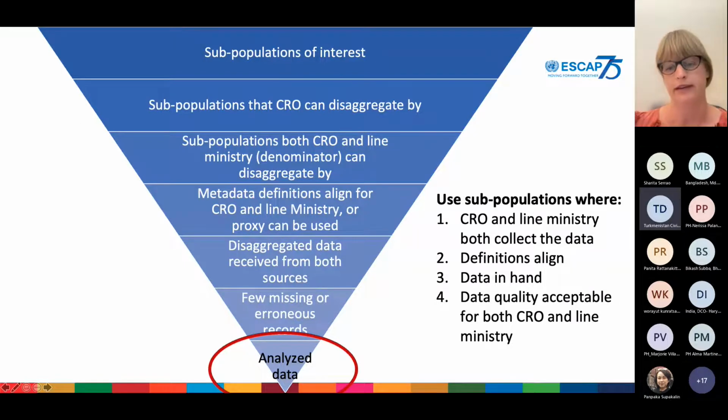And then when we actually have the data in hand, so sometimes we might not even be able to get the data, or it can't be shared. And then once we have it in hand, we'll assess the quality and we'll see if it's usable or not. And if at that point we feel pretty comfortable with it, this is the data that we'll end up analyzing. And you might start with many, many subpopulations of interest, but unfortunately at the end of the day, we often end up with a quite smaller number that we're able to move forward with.